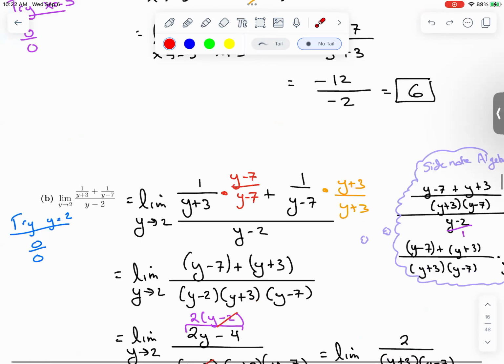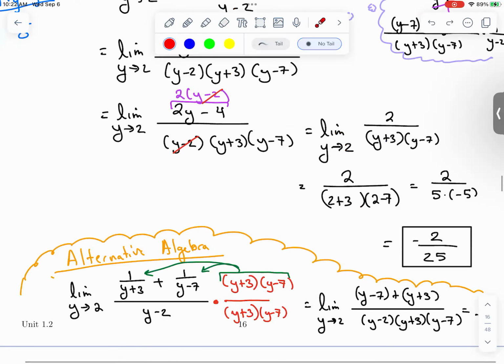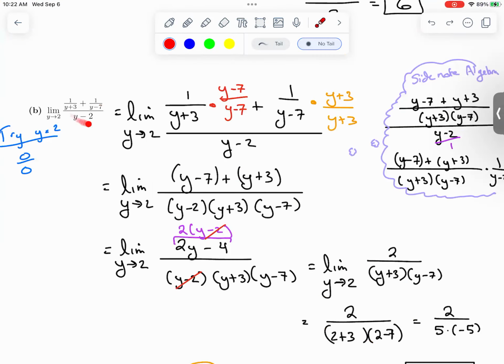On the second one, we kind of already talked about the algebra that was going on, but I wanted to mention an alternative way to do this. So what we call this right here, this 1 over y plus 3 plus 1 over y minus 7, all over y minus 2, we call that a complex fraction.